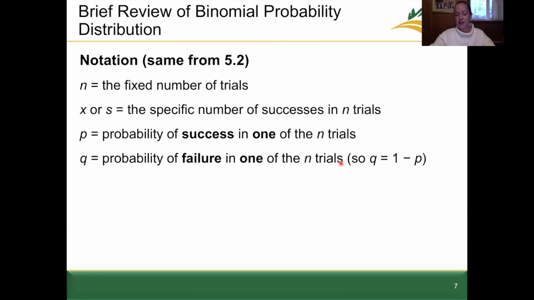And we can find q if we don't know it by taking 1 minus the probability of success, or lowercase p, in one of the n trials. Because again, q and p are complements of each other. The data points can only be either a success or a failure. They have to fit into one of those 2 categories.